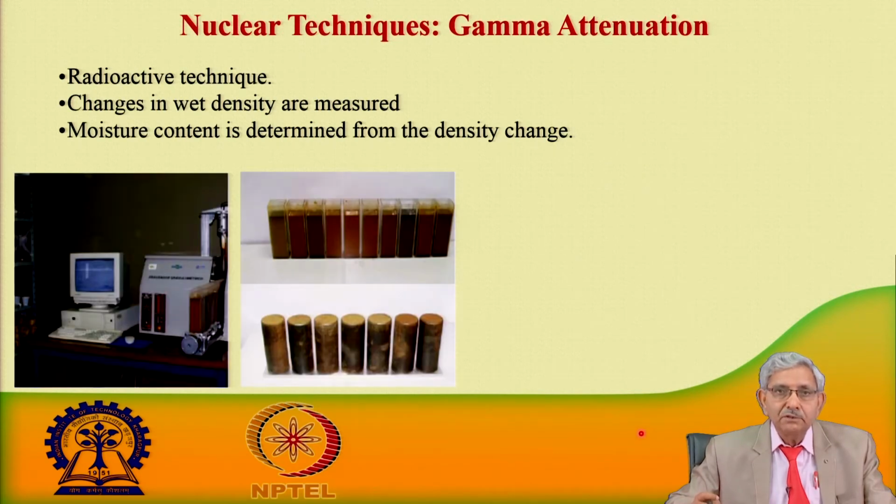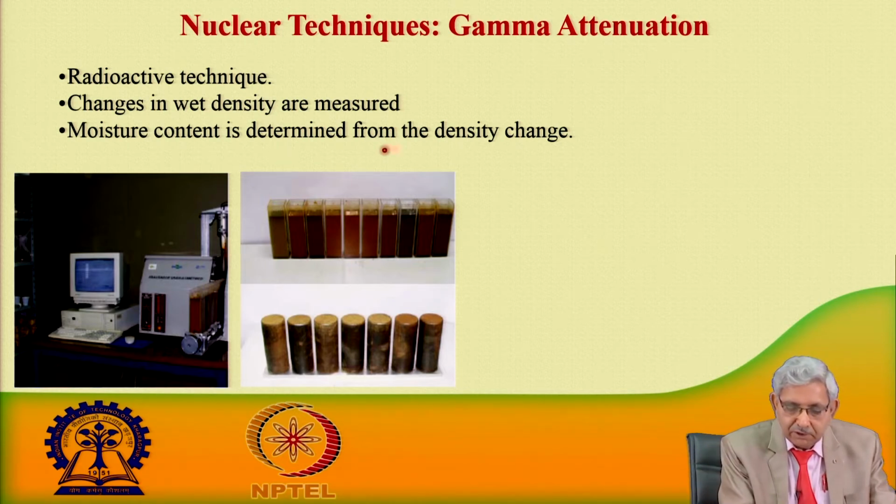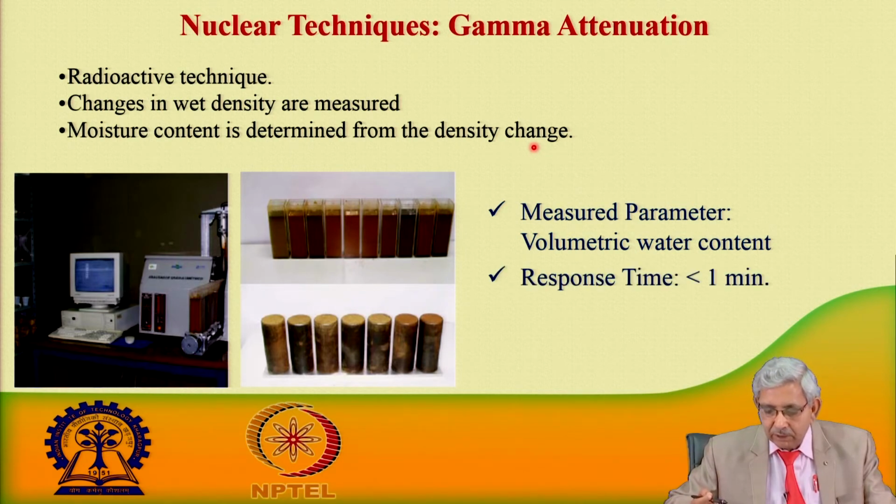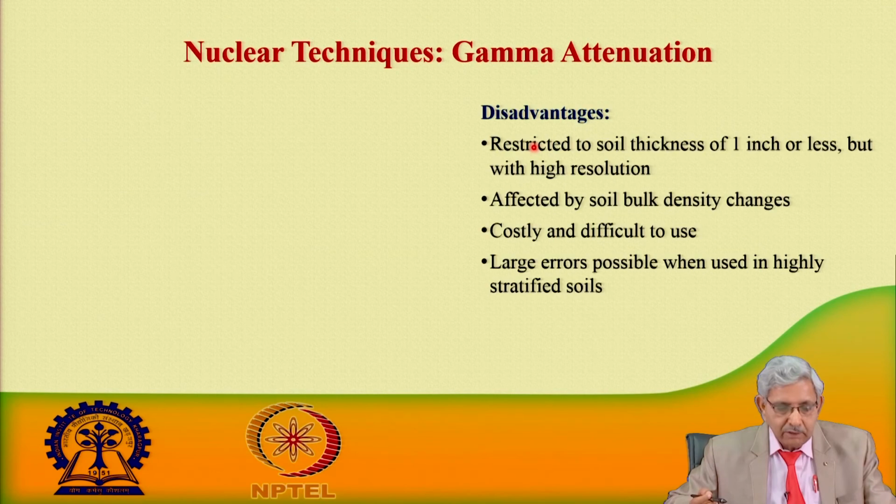Then another method is a nuclear technique, that is also gamma attenuation. This also uses a radioactive technique, and changes in the weight density. Here the change in the weight density is measured, and moisture content is determined from the density change. It is calibrated in terms of volumetric water content, and it gives a very fast response. It is less than 1 minute observation.